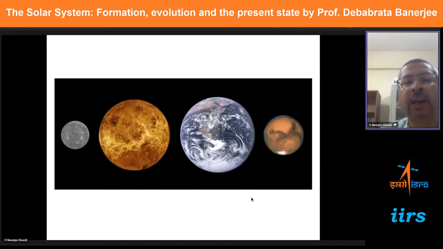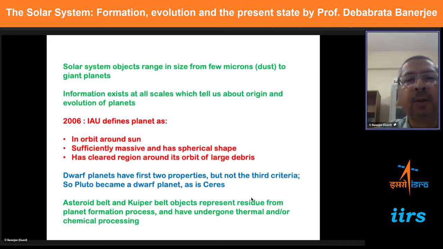We wish to know, how did they come to their present state? The solar system objects range in size from a few microns, which is basically dust, to giant planets. Information exists at all scales which tell us about the origin and evolution of planets.